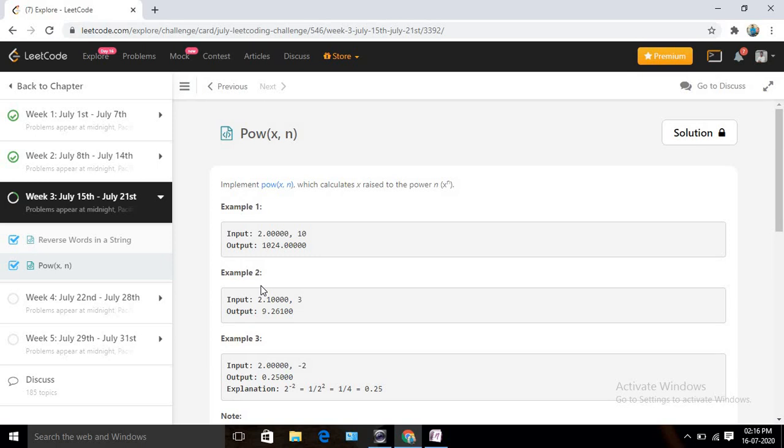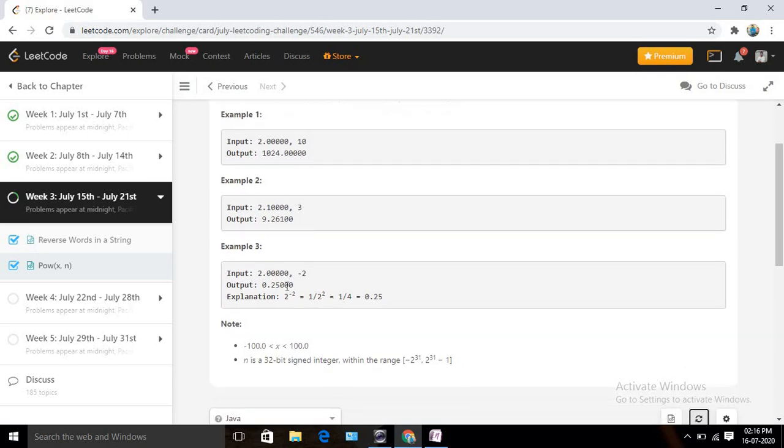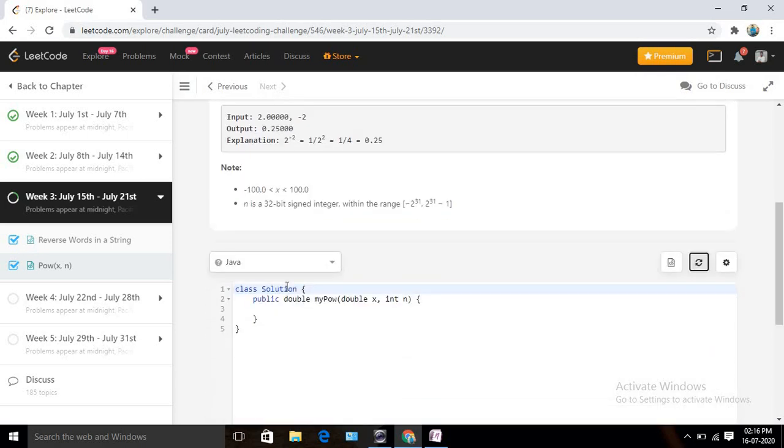So there are some edge cases also. It can be a double value, right? It can have a point, there can be values after the point also, and they can ask you to calculate a negative power also, right? So yeah, let's solve it using Java today.